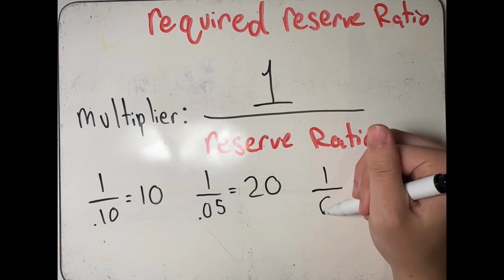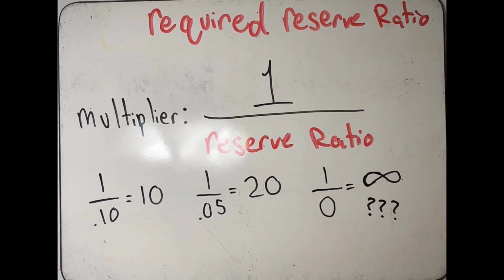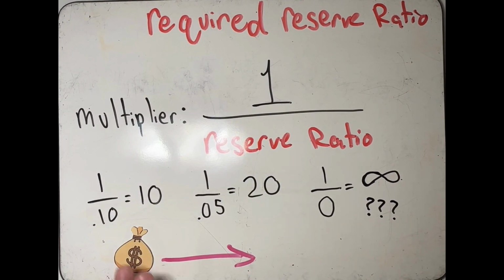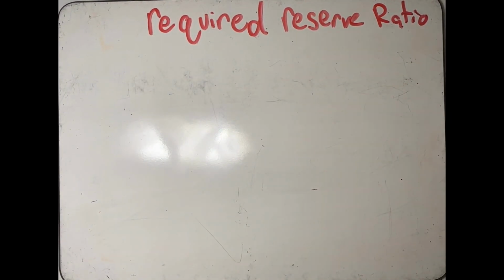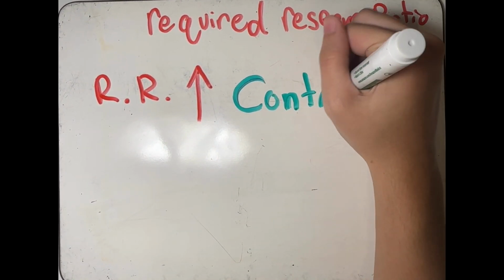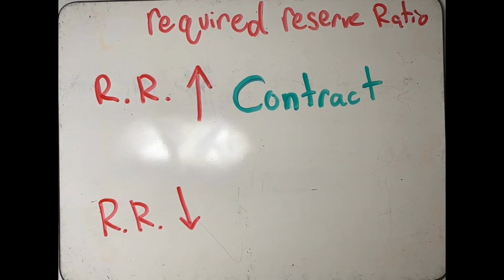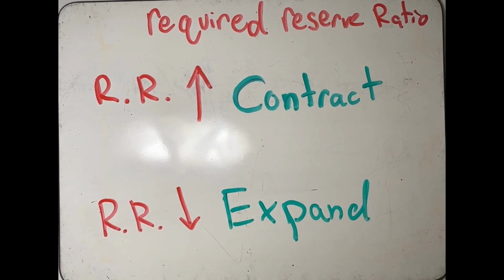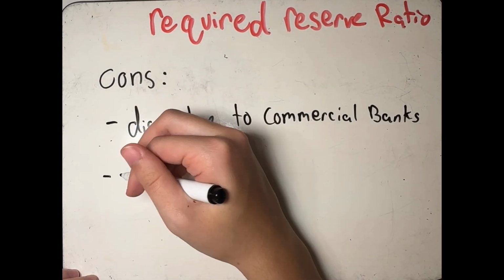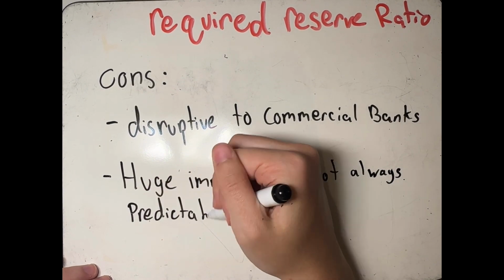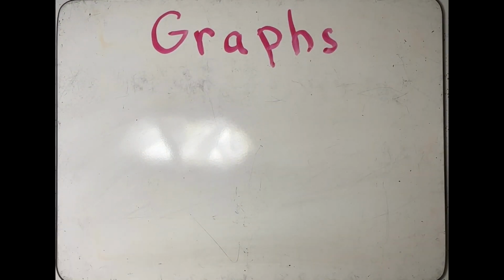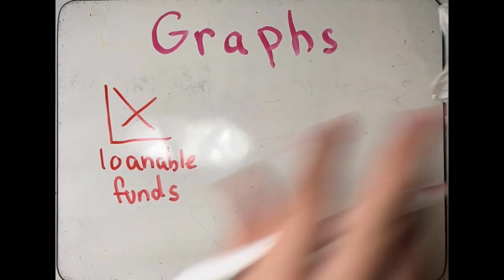This makes sense because if the required reserve ratio is very low, then the commercial banks can use a larger portion of deposits to make loans and thus put more and more money into the economy. So, in conclusion, raising the required reserve ratio is contractionary, while lowering the required reserve ratio is expansionary. It's a rarely used tool because it's quite disruptive to the commercial banks, and it can have huge and less predictable cascading economic effects long term.